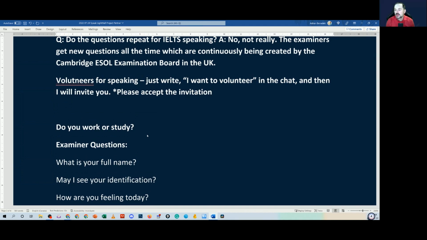Okay. And once you volunteer and accept the invitation, then Lighthall will prompt you to video or audio chat. Students, you should have a good internet connection for this. And make sure that you've enabled your camera as well.